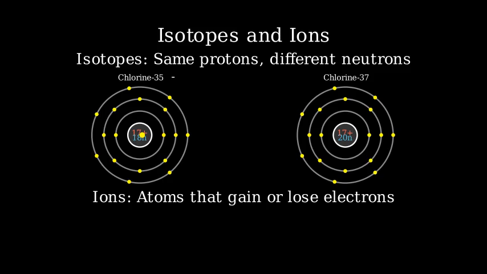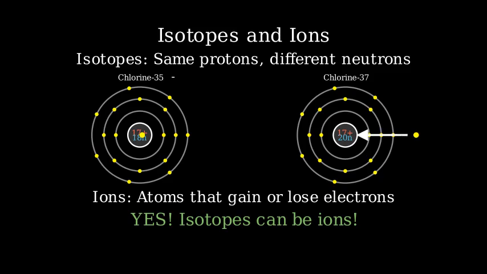So, can isotopes be ions? Absolutely, since isotopes only differ in their number of neutrons, and ions are formed by gaining or losing electrons. These are independent properties. Both chlorine 35 and chlorine 37 can become chloride ions by gaining an electron.